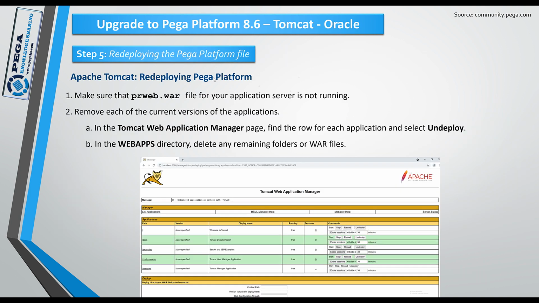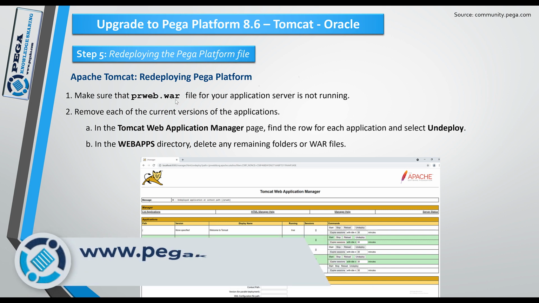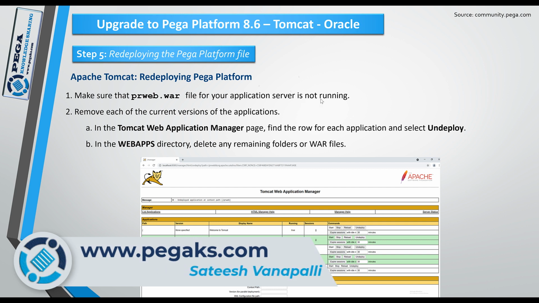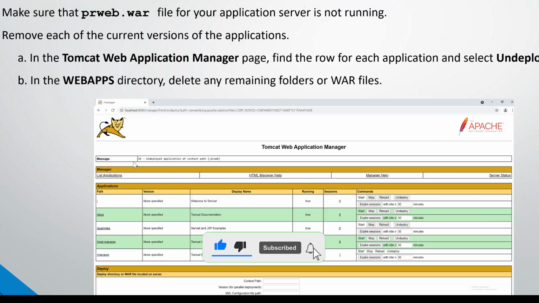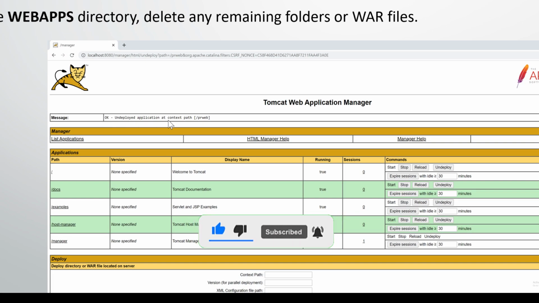Now once the upgrade process completes, you need to redeploy the Pega platform file. Make sure the prweb.war file in your application server is not running. In the Tomcat web application manager page, select the prweb.war file and undeploy it. In the below screenshot, you can see the message: undeployed application at context path prweb.